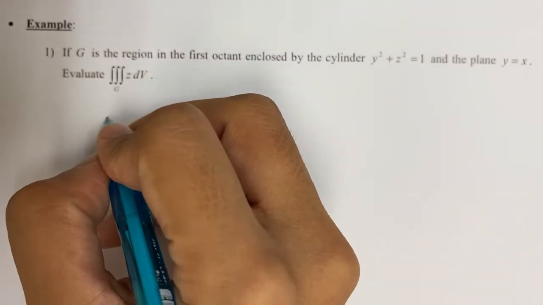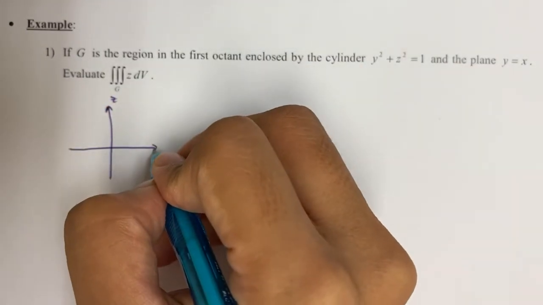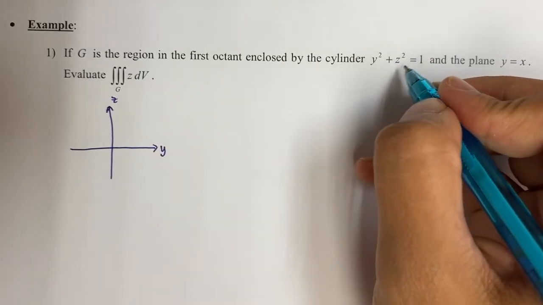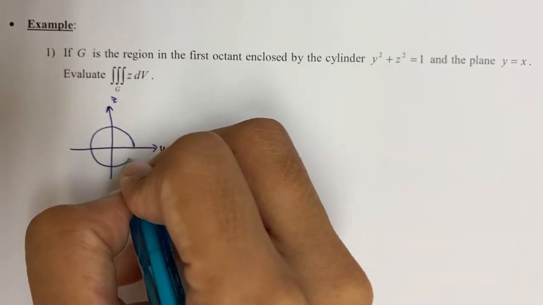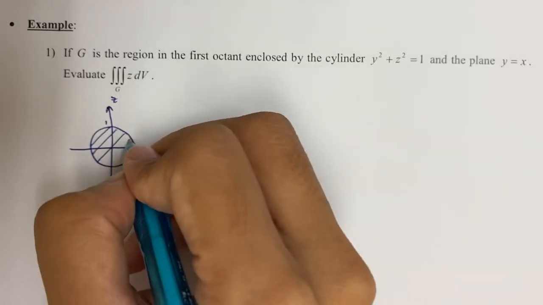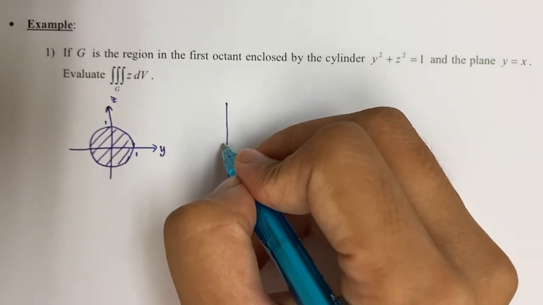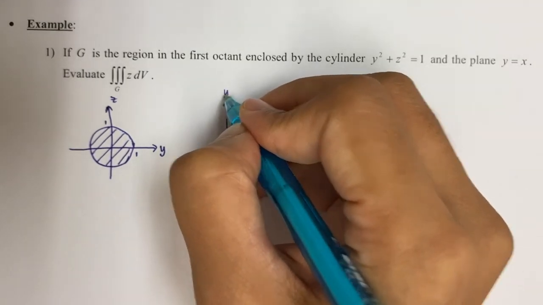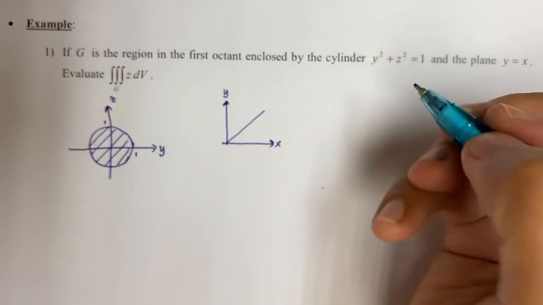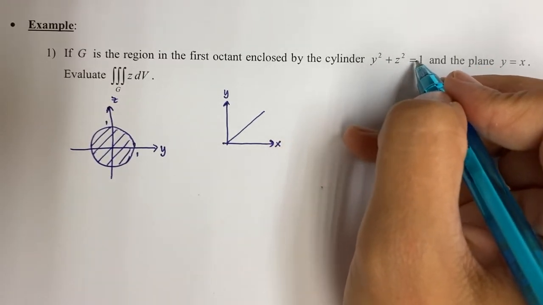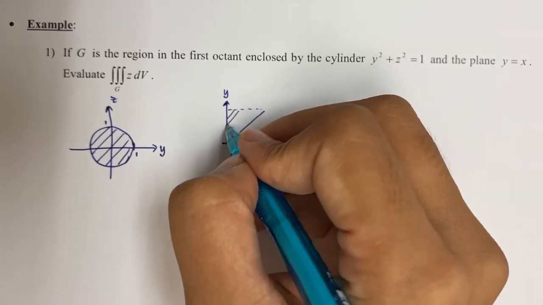Basically, we need to start with sketching the region. First, we have the z and y plane because we have y squared plus z squared equals 1. You know this is a circle with radius 1. And then you have another region in the yx plane where you have y equals x. So y and x, y equals x is somewhere around here, and then y is equal to 1. Since y squared plus z squared equals 1, the intercept at y here is 1. So you have this region R here.